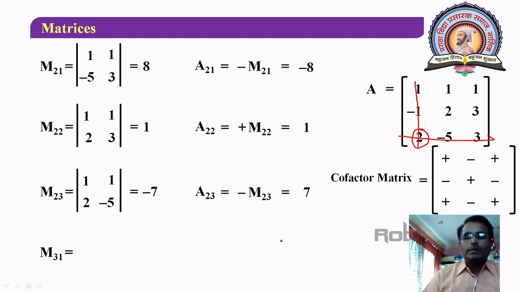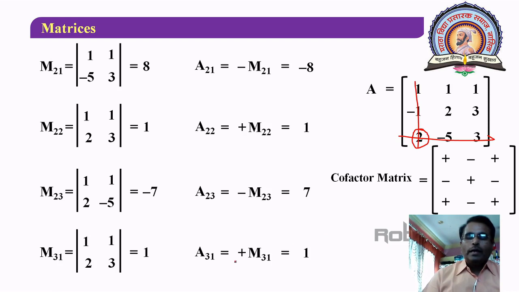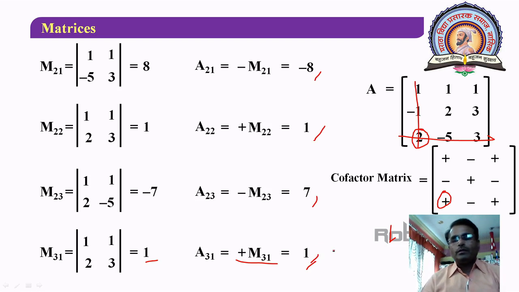So you have to consider determinant of 1 1 2 3 as a minor, and that is 3 minus 2, it is 1. And since at this position you will observe that there is plus sign, so that's why plus sign is coming, and therefore 1 coming as it is here. So you will observe that these are your cofactors, minus 8 1 7 1. This way you can obtain the remaining elements.